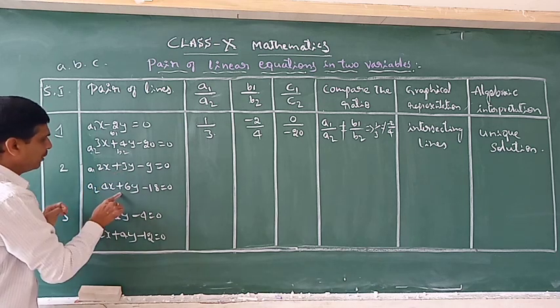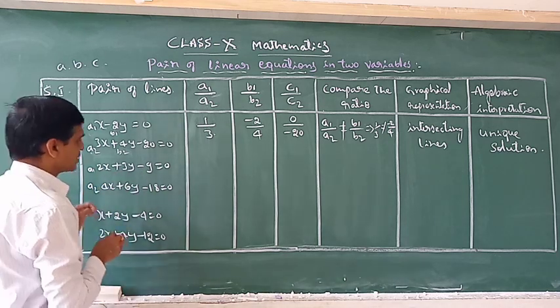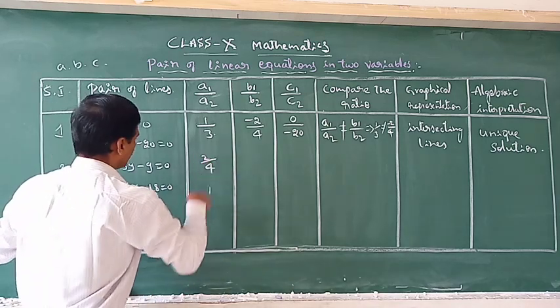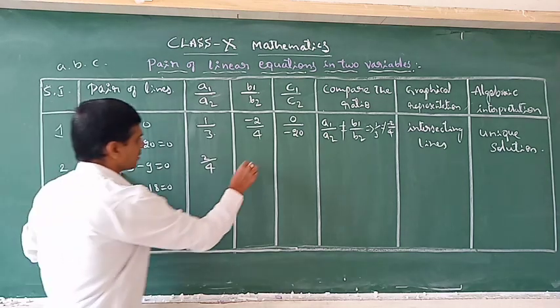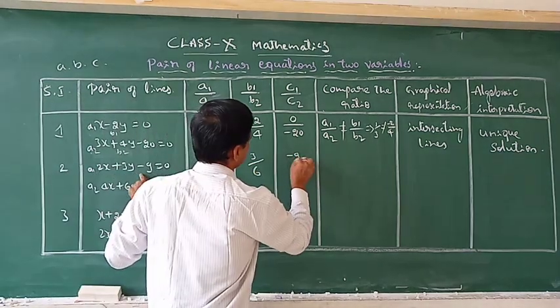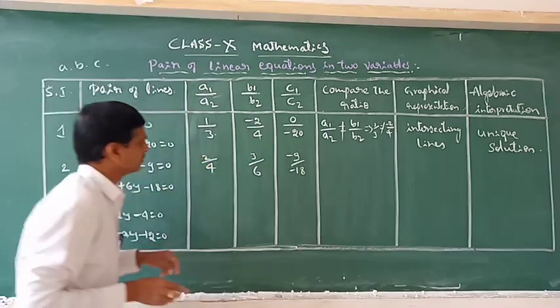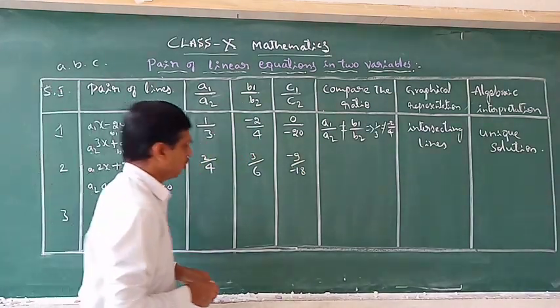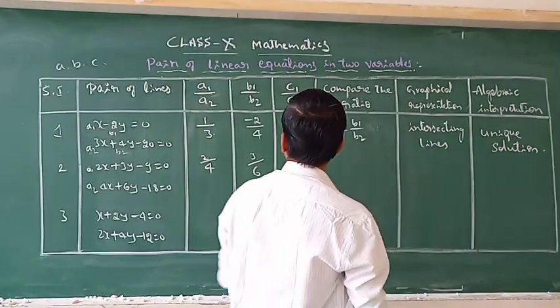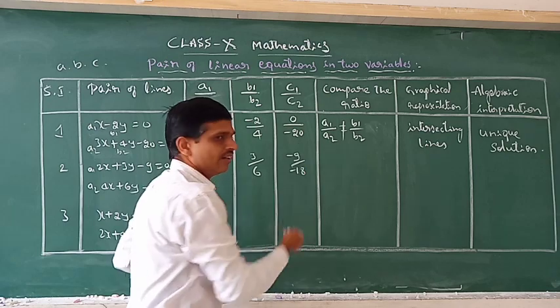In the same way, second one: consider a1 and a2, similarly b1, b2, c1, c2. Here a1 over a2 is 2 divided by 4, b is 3 divided by 6, and c is minus 9 divided by minus 18. Now compare the ratios like this. Here I took only two means, and c is already 0.